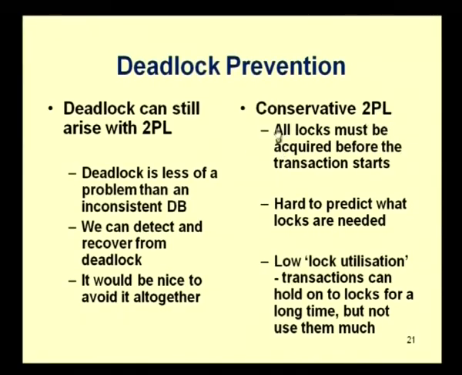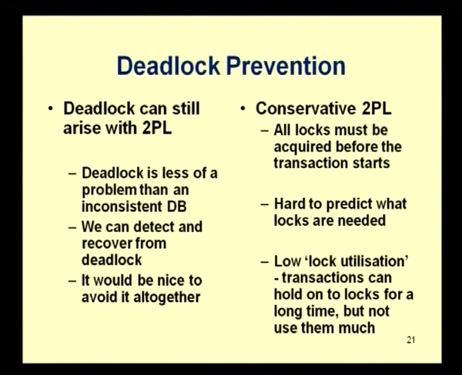There are different types of 2-phase locking. One is conservative, where all locks must be acquired before the transaction starts. It is hard to predict what locks are needed at that point. Here you get low lock utilization, because a transaction can hold on to locks for a long time but actually not use them. Before the transaction starts, locks are acquired on all the data items you want to read or write, but you may not use them immediately, you may use them after a long time. So, lock utilization is very poor.